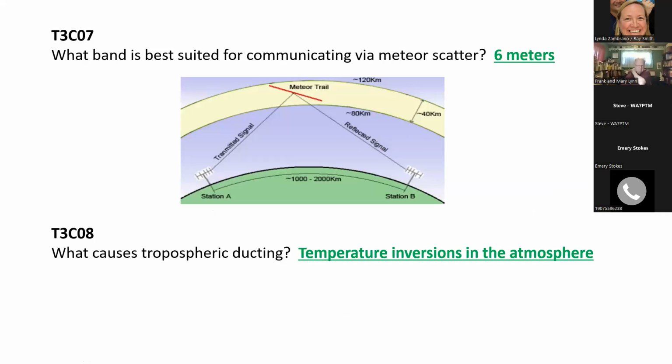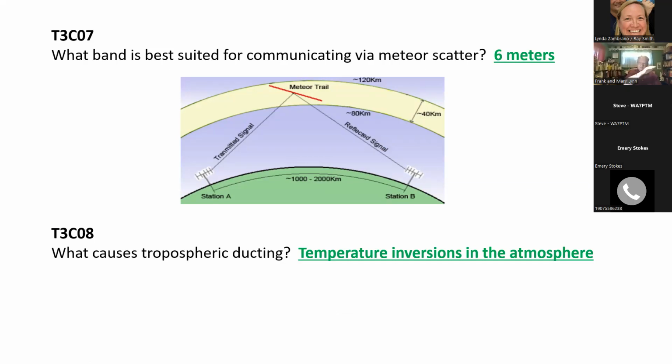Okay, now we come up with something else. Which band is best suited for communicating via meteor scatter? You might say, okay, what do you mean meteor scatter? We have meteors entering the Earth's atmosphere every day, all day long. Most of them are small grains of sand flying in at fantastic speed. Occasionally you'll have bigger ones, and you have the biggest ones of all that killed the dinosaurs.